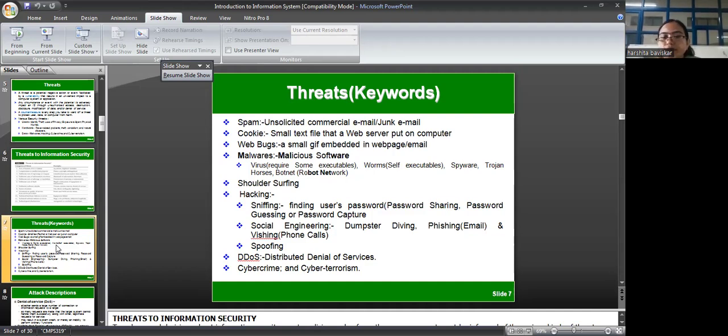Shoulder surfing is also one kind of threat which acts as a keyword for an information system. Hacking may be caused by sniffing, social engineering, spoofing, and phishing. These are the types of attacks which are supported by hacking. DDoS, that is distributed denial of service attack, is also one kind of attack which can cause a threat or act as a keyword for an information system. Cybercrime and cyber terrorism are also attacks or threats which may affect an information system.